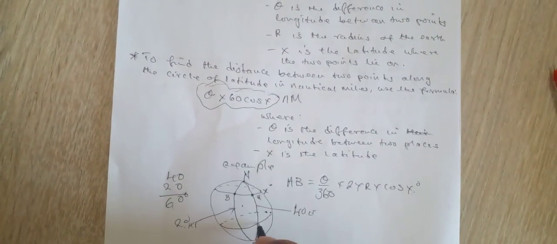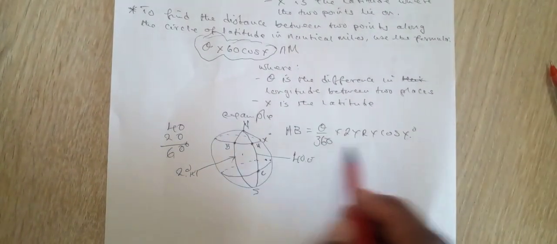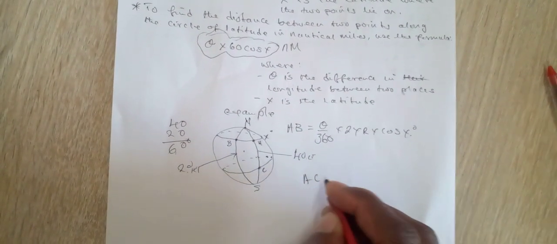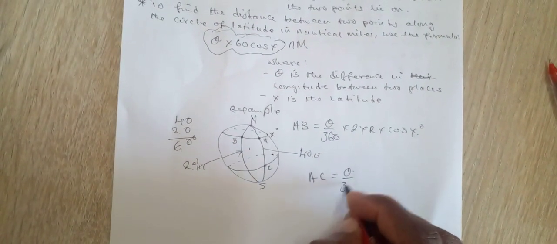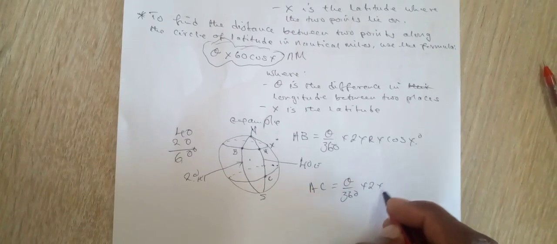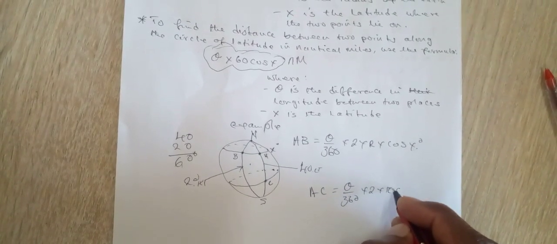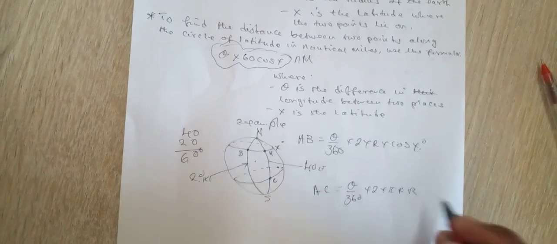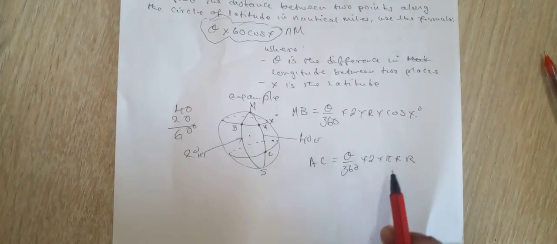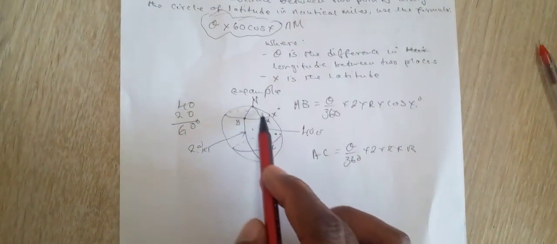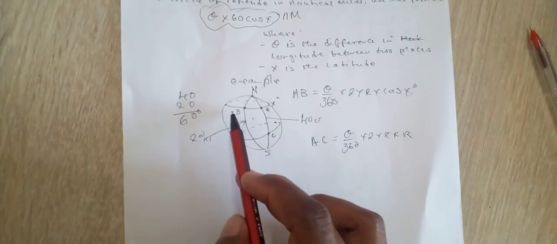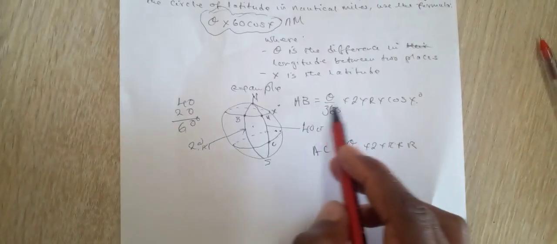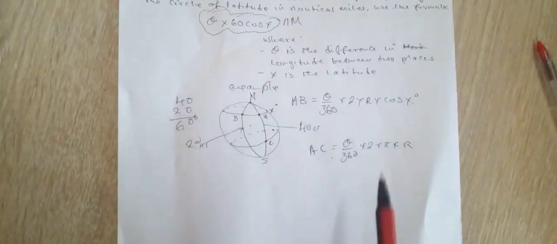But let's say I have a point here, let's say this is point C. For this distance AC, I can't use this formula. If I were to find AC, in my previous video, we learned that we use the formula theta over 360 times 2 times pi times radius. Okay, so here there is no cos. You can see AC is the distance along the lines of longitude, so we use this formula. And AB is the distance along the latitude, so we use the other formula. So always remember these two concepts.